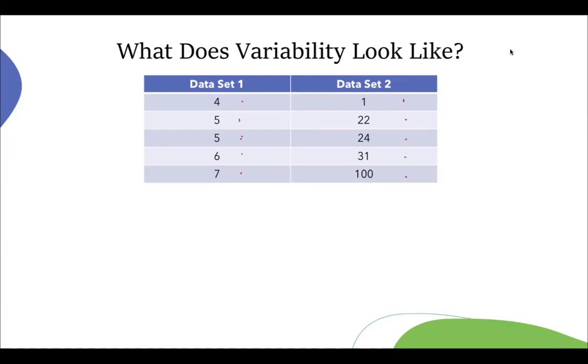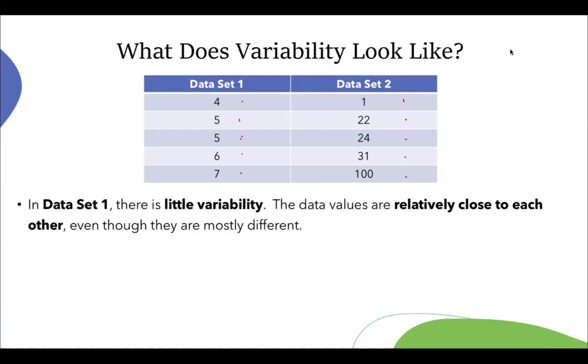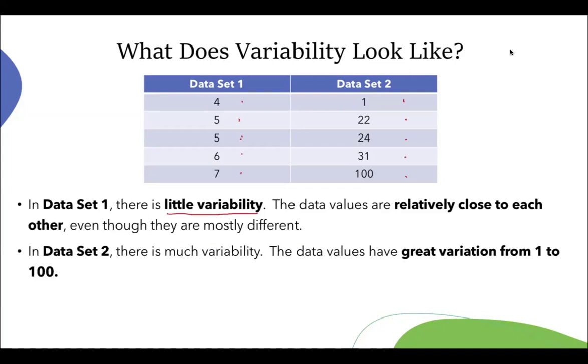When we are measuring variability, we are specifically interested in how different the numbers are from one another. Data set 1 has little variability. The values are relatively close to each other, even though they are mostly different. Data set 2, on the other hand, has a lot of variability. The data values have a great variation. They go all the way from 1 to 100.